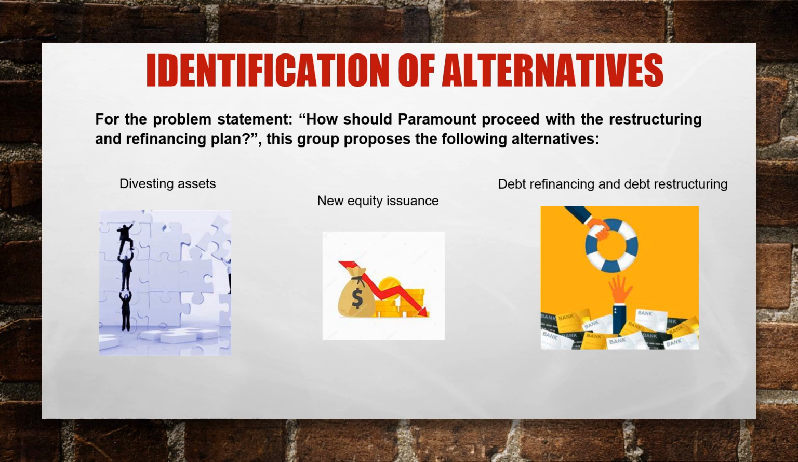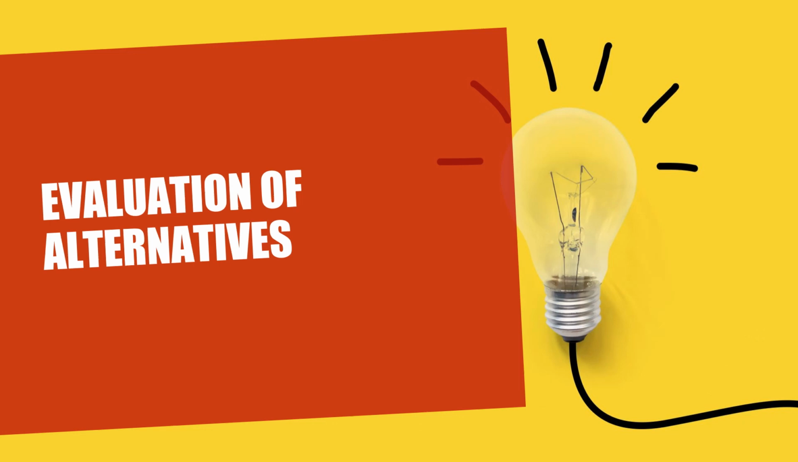For the next problem, how should Paramount proceed with the restructuring and refinancing plan? So this group proposes the following alternatives. First, divesting of assets. Second, new equity issuance. And third, debt refinancing and debt restructuring.